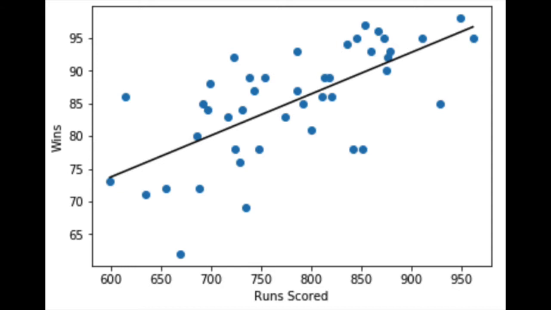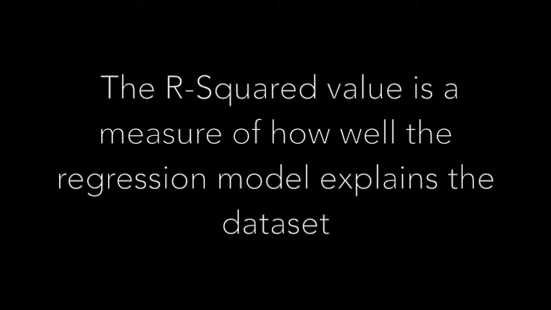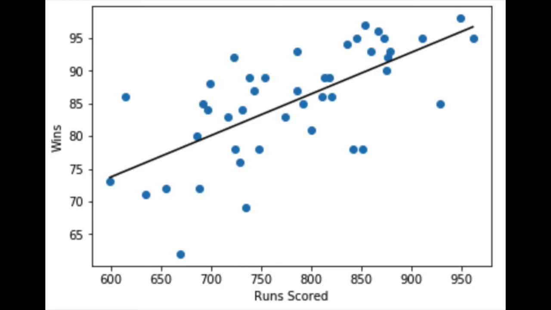After drawing the graph, we can use a Python program to determine the r-squared value of the trend line. The formal definition of r-squared is the fraction by which the variance of the errors is less than the variance of the dependent variable. Essentially, the r-squared value is a measure of how well the regression model explains the dataset. So, an r-squared value of 100% would mean that the model perfectly encapsulates the data, as it explains all of the variation that the data contains. The r-squared value of our first regression model is 0.453. This means that the number of runs the Red Sox score explains about 45% of the variation in the games that they win.